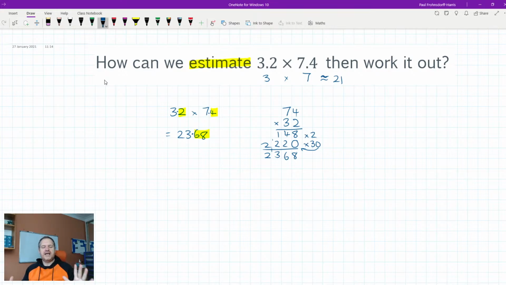Therefore, the estimate informed us where the answer would be, because if we'd put the answer by accident as 236.8, we'd have gone, oh, wait a minute, 21 is miles away. I must have gone wrong. I must not have the decimal in the right place. So the estimating helps us to see where the decimal should be and not get it wrong. Okay? That is how we do those questions.